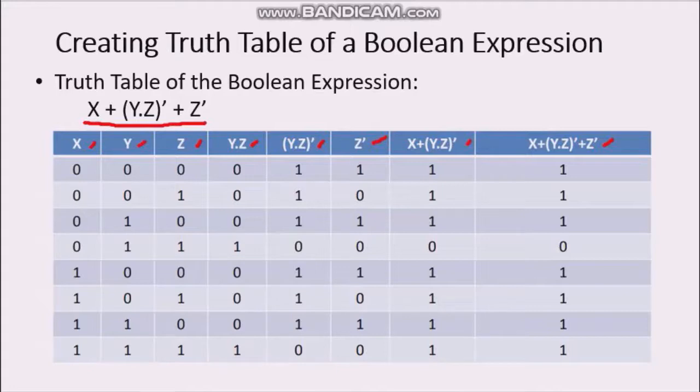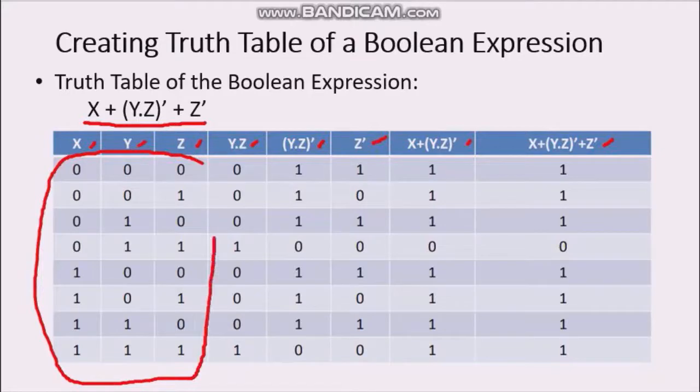So here first you write what are the possible values for a 3 variable system. The easiest way to write these values is, first you write 4 zeros, then 4 ones, then 0 0 1 1 0 0 1 1, then you write 0 1 0 1 0 1 0 1 in the z. So you will get all the possible values for x, y and z.